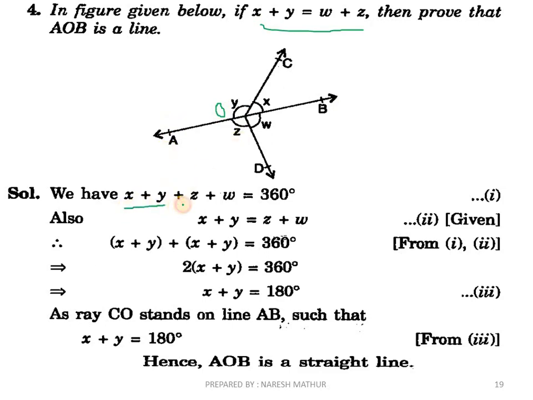So we can write x plus y plus z plus w equals 360 because it is making a complete angle. But we are given x plus y equals w plus z. So in the place of w plus z, we can write x plus y. Now we have twice of x plus y equals 360, and by this x plus y equals 180 degree. Now if the sum of these two angles is 180 degree, it means these are a linear pair. It means AOB is a straight line. Alright.